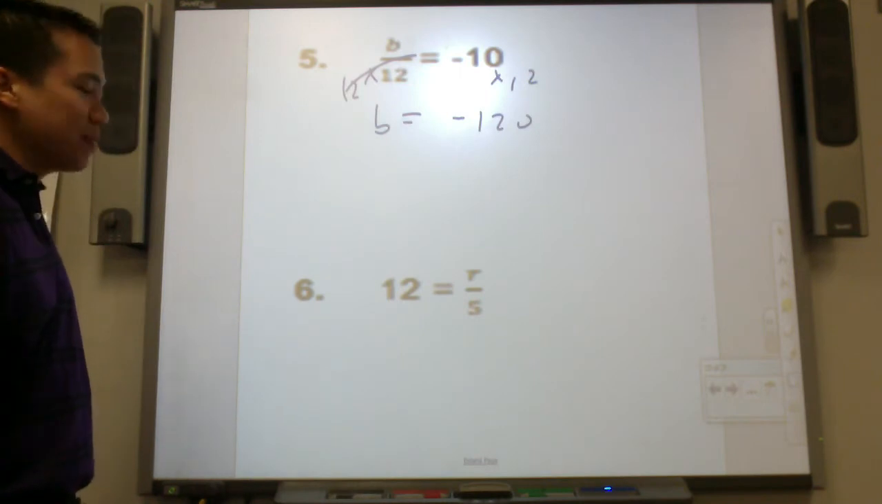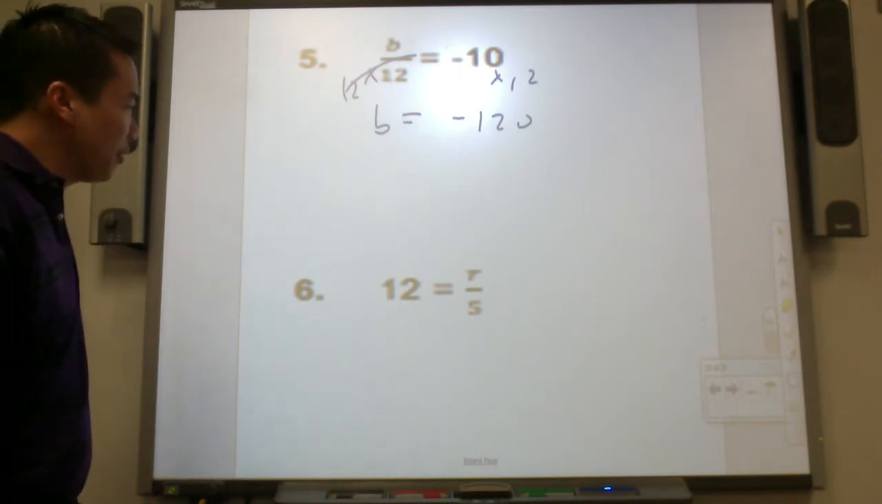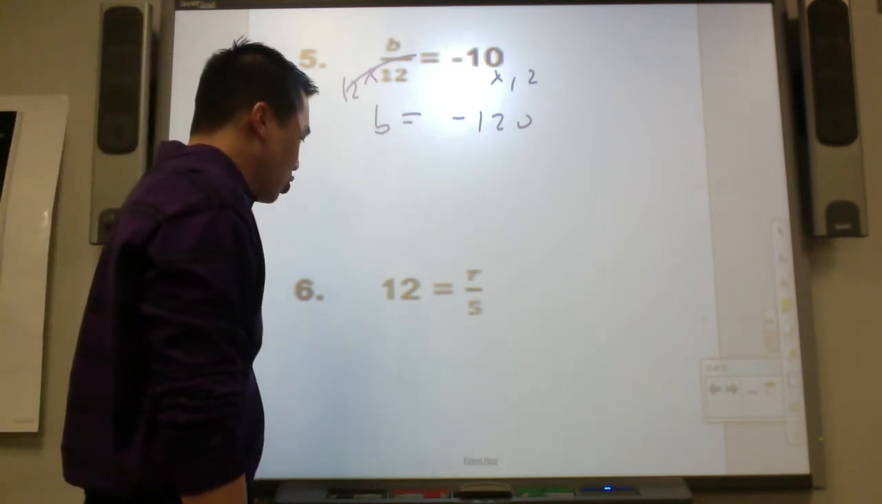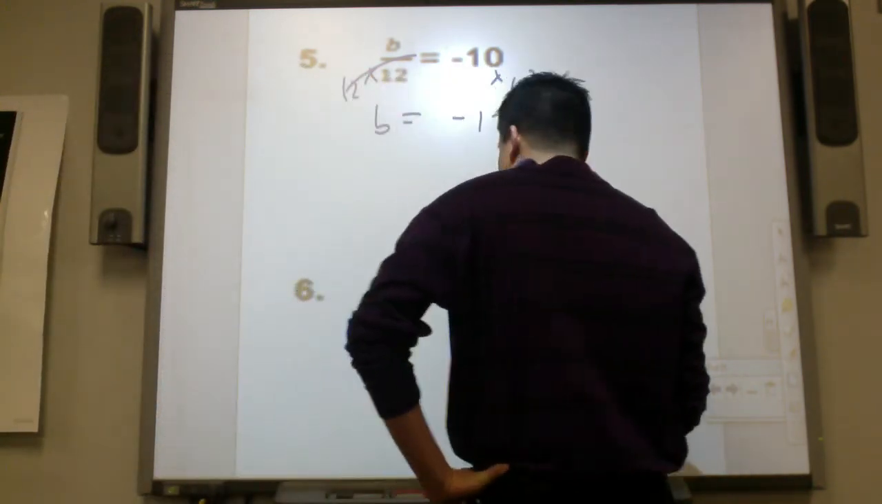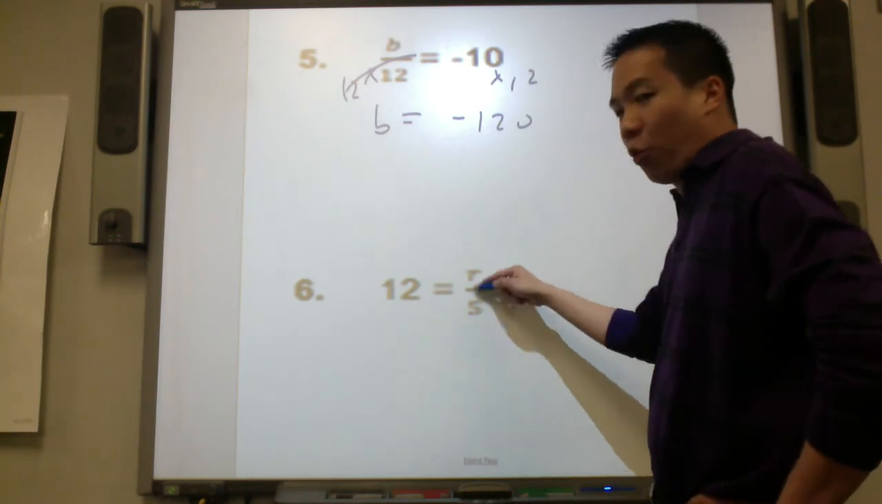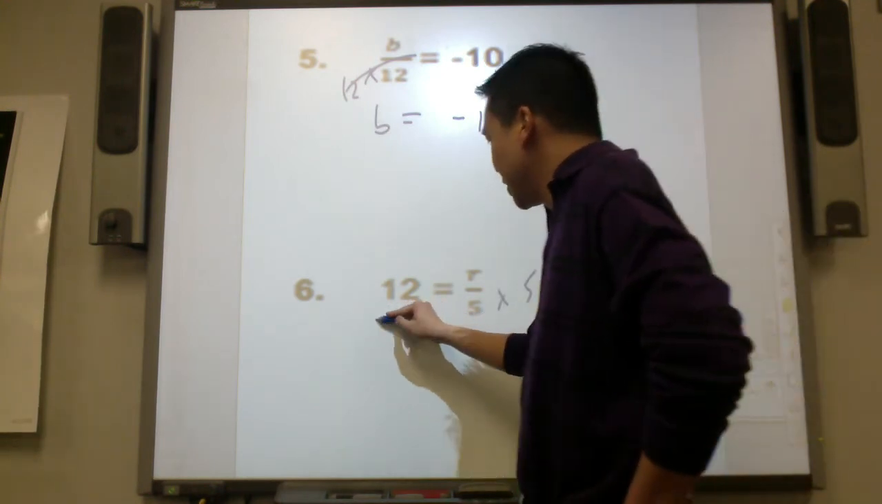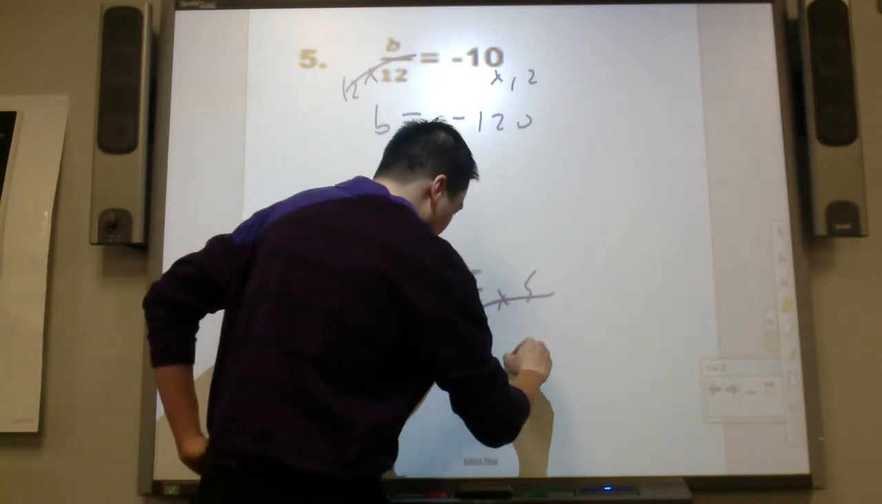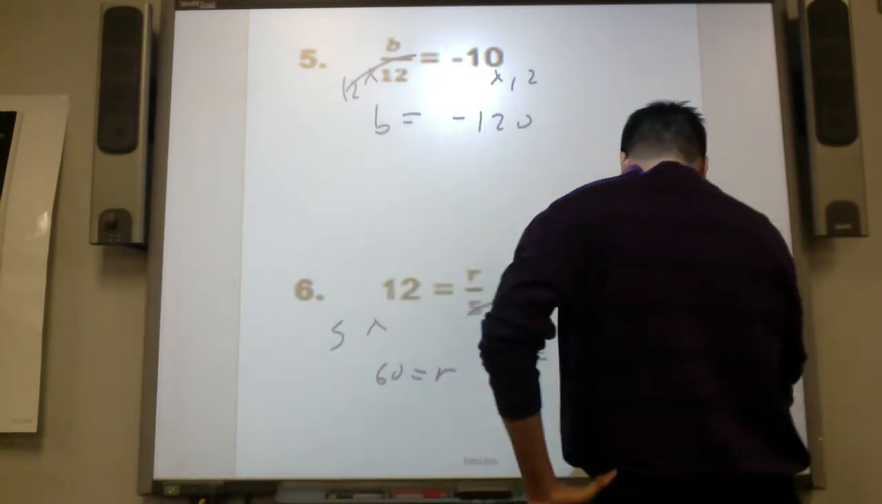And last but not least, something divided by 5 equals 12. I don't know. I could guess, but why should I? I know how to do this now. What's the inverse of divide by 5, or 1/5? Times 5, times 5, cancel. 12 times 5 is 60 equals r, or r equals 60.